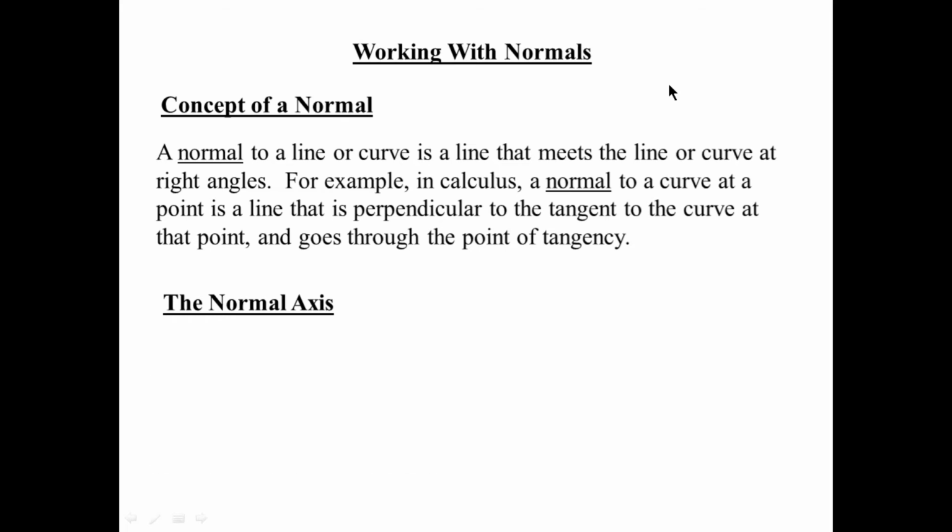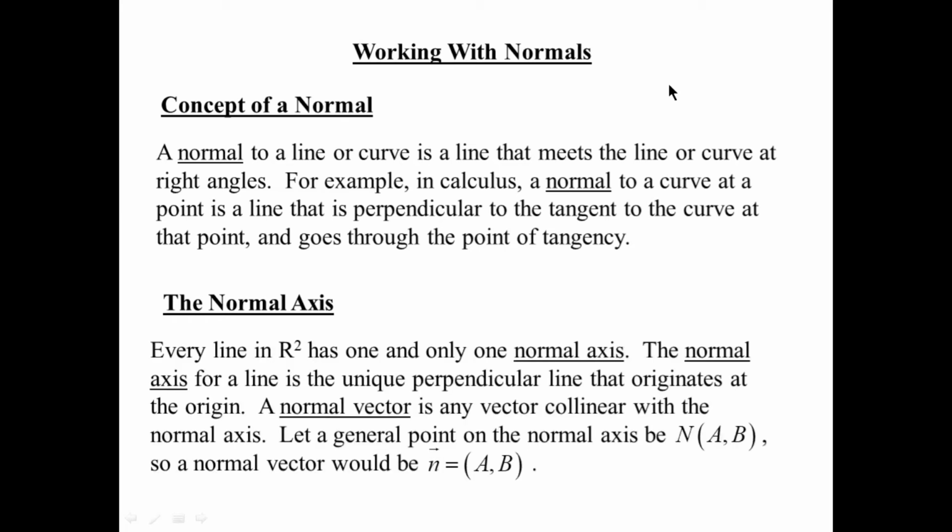Normal axis. Every line in R cross R has this feature. It's called the normal axis. And the normal axis for a line is that unique perpendicular line that originates at the origin. And a normal vector is any vector collinear with this normal axis. So let a general point on the normal axis be n, AB. So a normal vector would be vector n, AB.